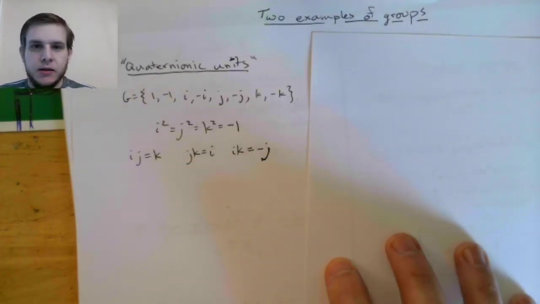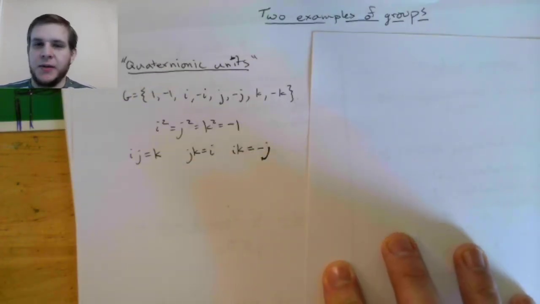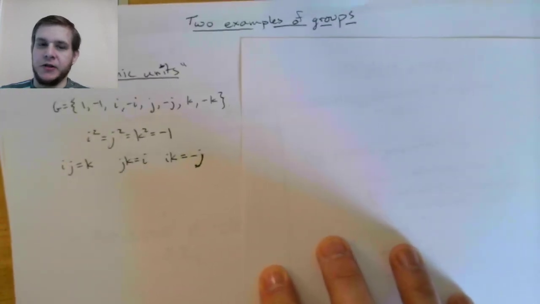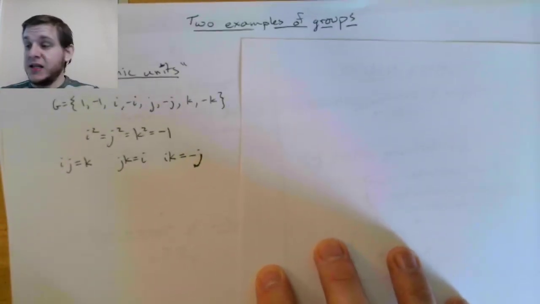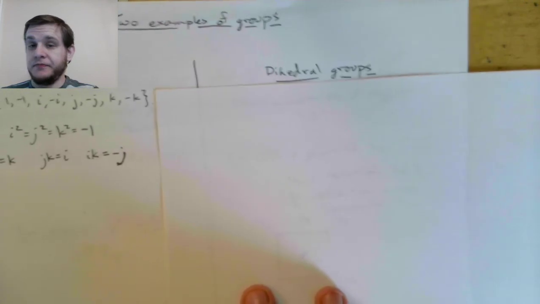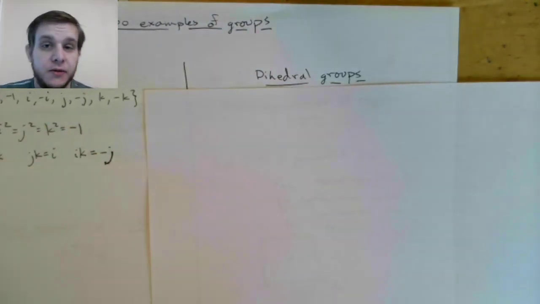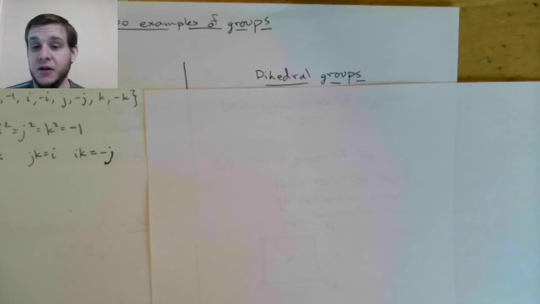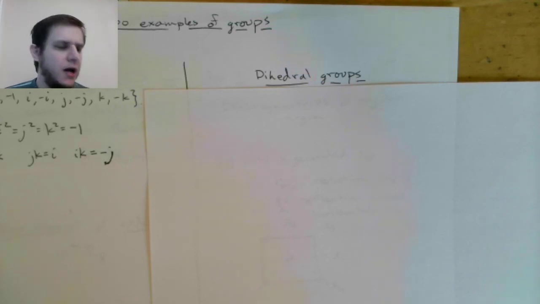So that said, let's talk about the other group that I want to talk about before we start classifying groups of order 8, and that's in general the dihedral groups. So I've talked about the dihedral groups in a few of the problem sessions, but I want to talk about it briefly here, and I'm happy to talk with anybody about it afterwards as well.